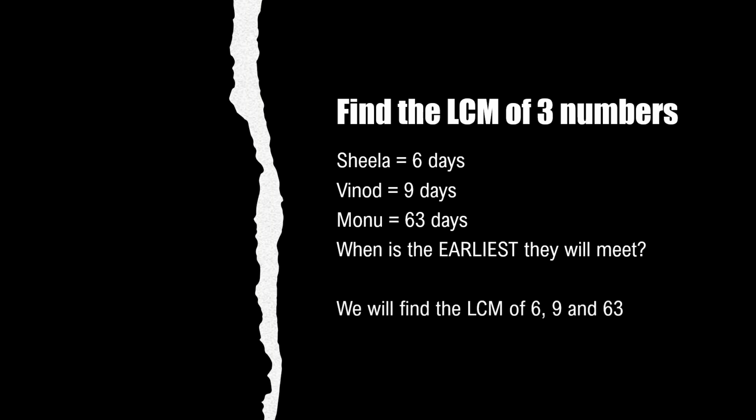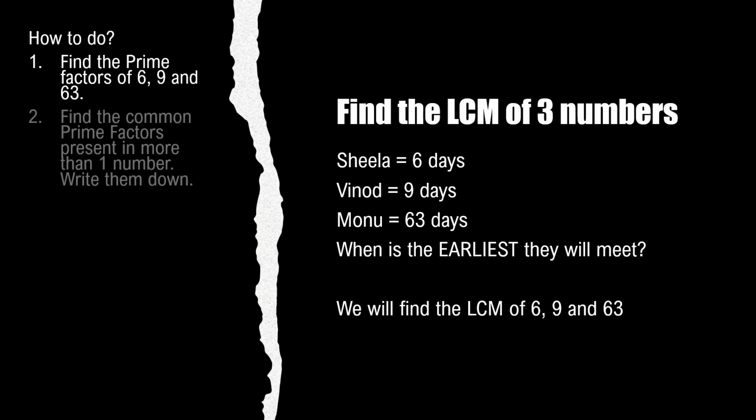So here we will have to find the LCM of 6, 9 and 63. And how do we do it? Because we have learned how to find the LCM of two numbers, let us see how we will find the LCM of three numbers. First, we will find the prime factors of 6, 9 and 63. This step is the same.